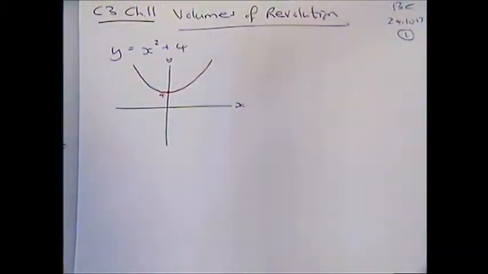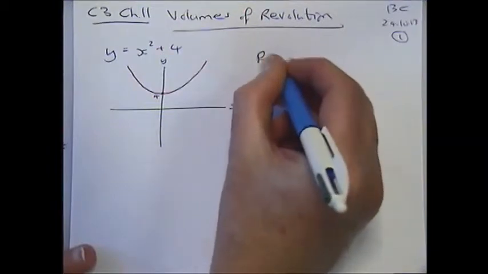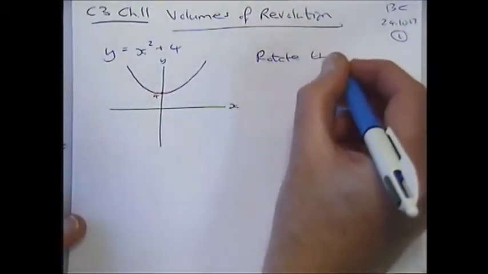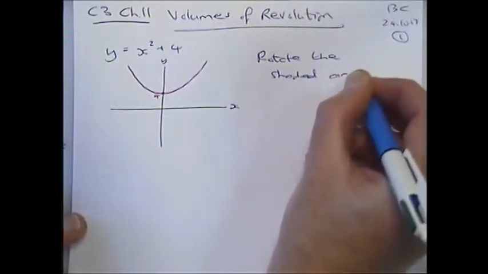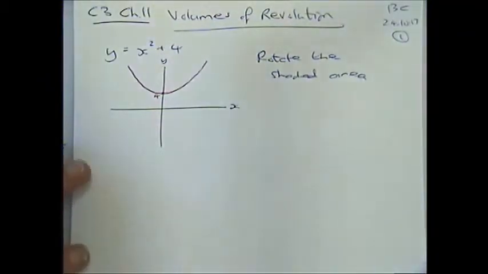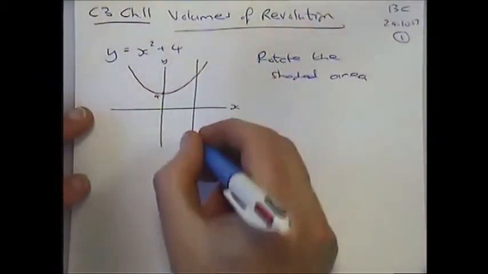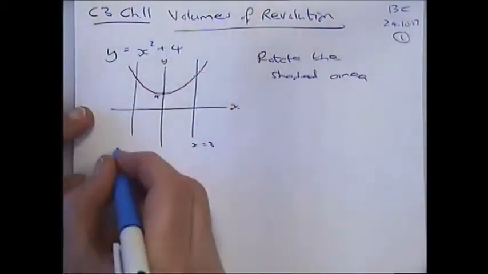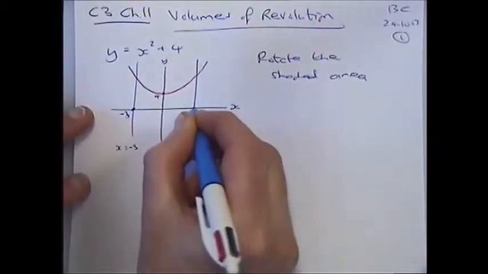Now, if you've got that, and if the question told you to do this, if it said rotate the shaded area, I better show you a shaded area in a minute. And what I'm doing here, I'm going to put two more lines on this graph. I'm going to put a line here, and that line's x equals 3, and a line here, and that line's x equals minus 3.